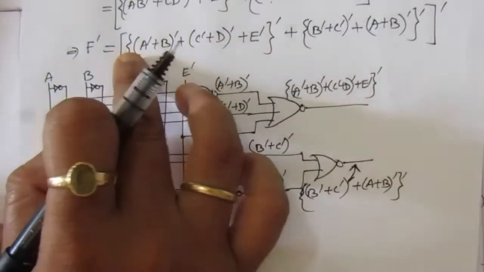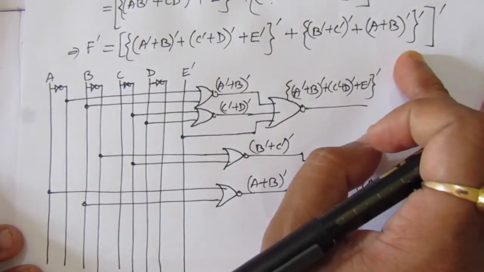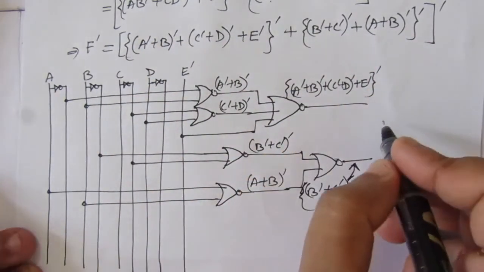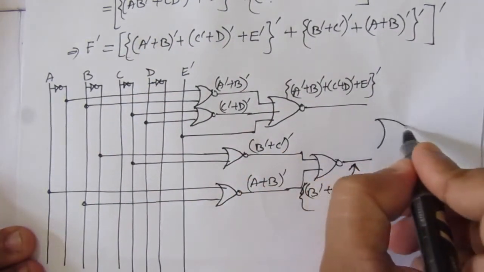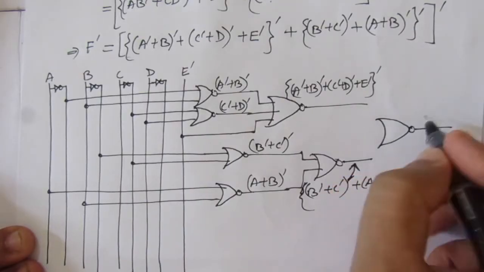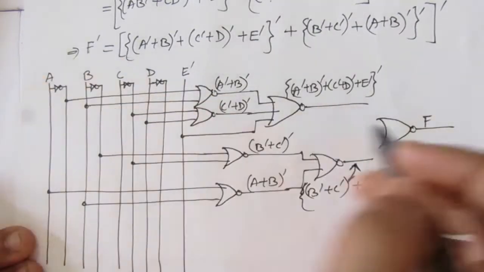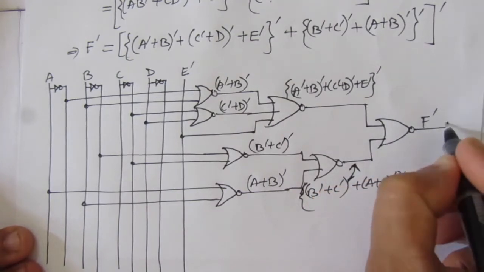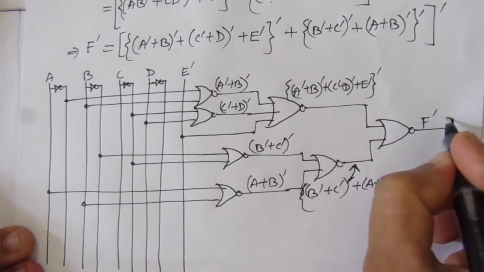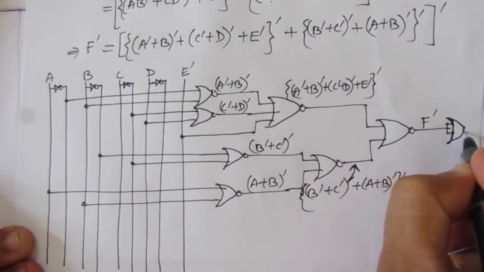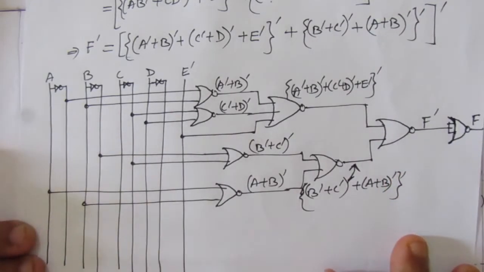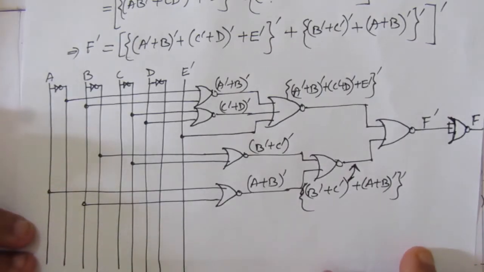Now we have got this function and this function as well as this function. So A plus B whole bar. Then we'll use here another NOR gate. So we'll get here the F complement function, F complement. And if we use a single input NOR gate, then we'll get the function F here. So this is the solution of the first part of the problem.